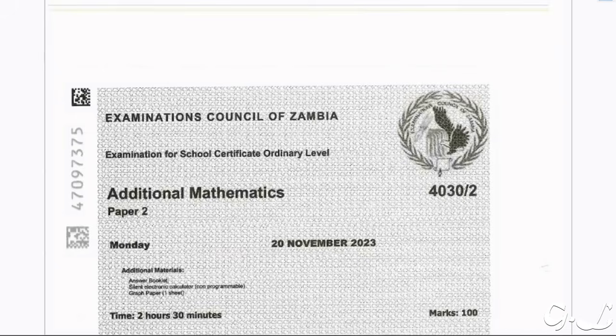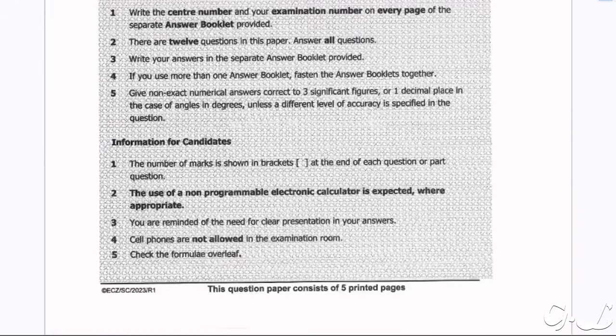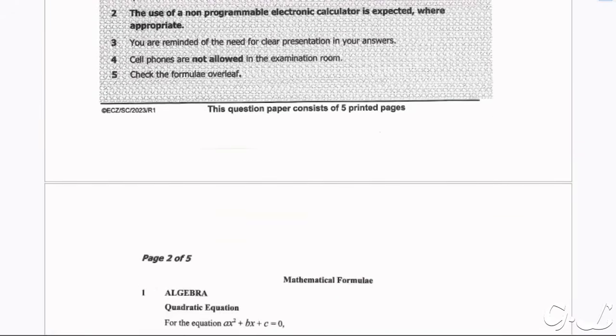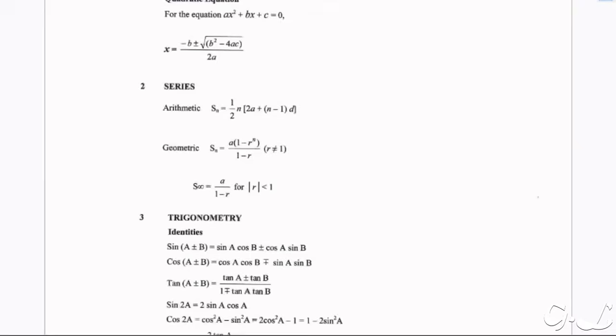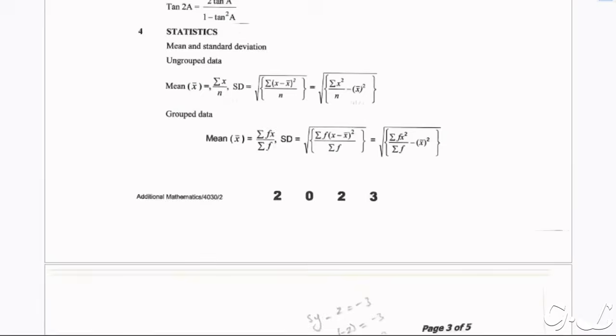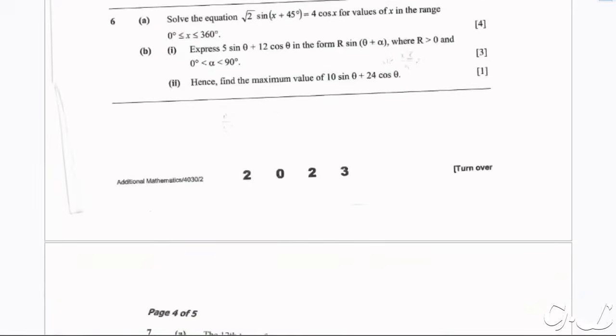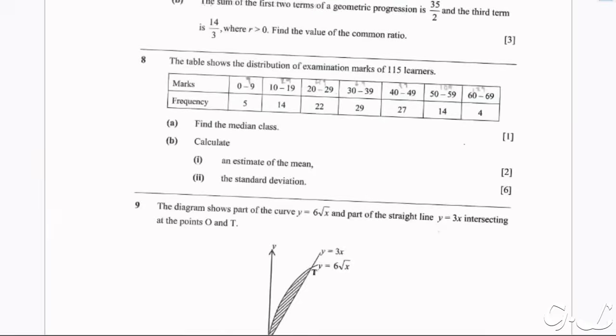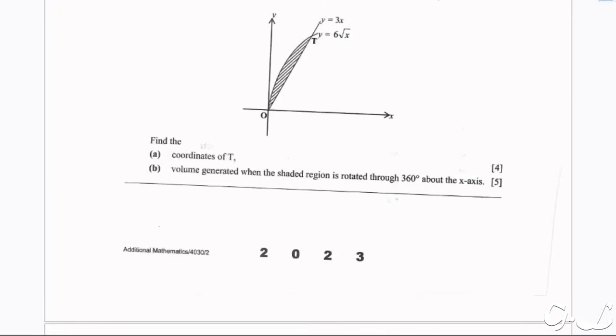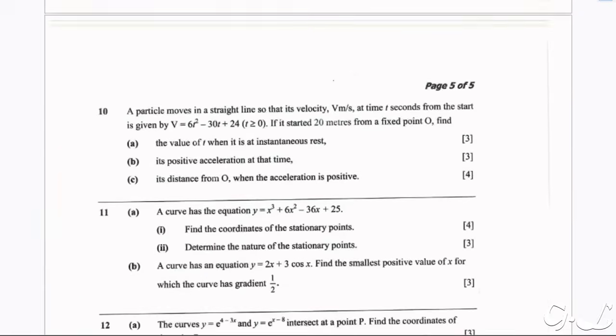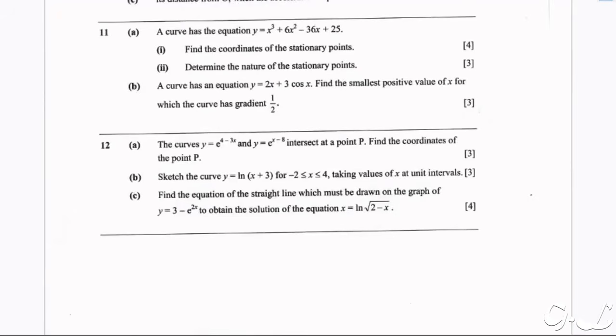So this is the paper. Let's try to check where question number 12 is. Okay, so here is question number 12.